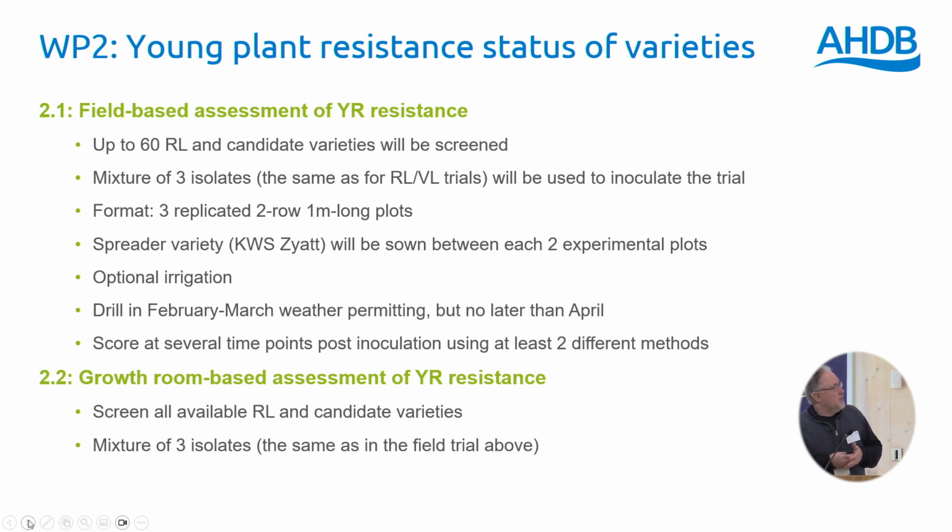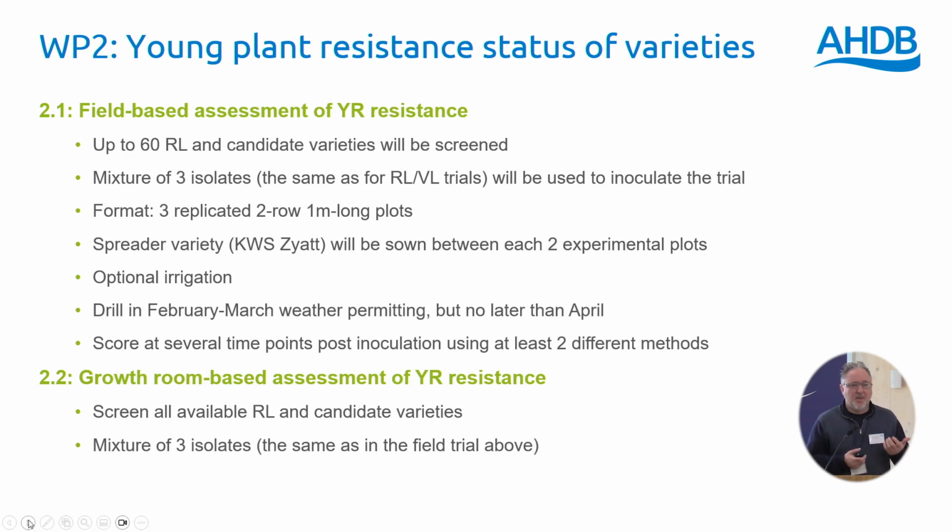The format of those trials will be 3 replicated 2-row 1 meter long plots. We will also have a spreader wheat variety. From Hugh's talk, you will know that KWS Zyatt is particularly susceptible to yellow rust at the seedling stage, so we will use it as a spreader. There will be 2 rows of this variety, and then outside of those 2 spreader rows, we will sow the RLs and candidates.